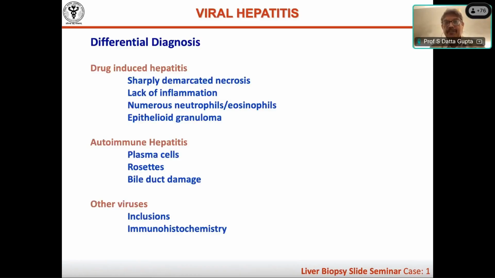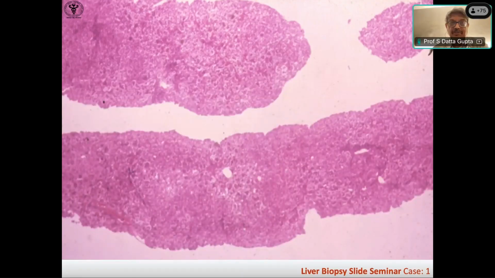There are some subtle changes, of course. For example, in drug-induced, usually or toxic hepatitis, the necrosis is demarcated, inflammation is less, and you may find eosinophils or granulomas. Autoimmune, you can get plasma cell rosette bile duct, and you may get inclusions in CMV and so on and so forth. See, this is acute hepatitis.